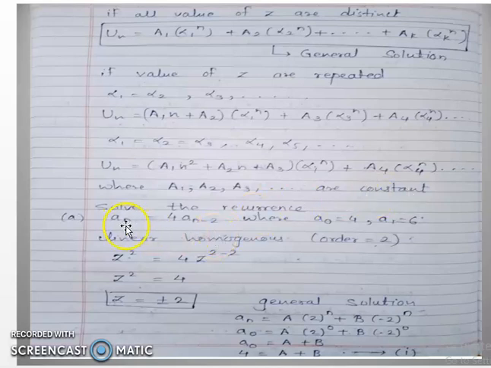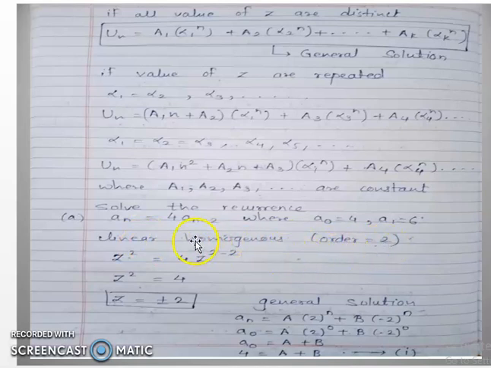So the question is an is equal to 4 into an minus 2, where the initial conditions are given: a0 is equal to 4 and a1 is equal to 6. Firstly, we check whether the given linear recurrence relation is homogeneous or not. We can write the equation an is equal to 4a n minus 2 as an minus 4a n minus 2 is equal to 0, meaning the function value is 0. So this given equation is a linear homogeneous recurrence relation equation of order 2.